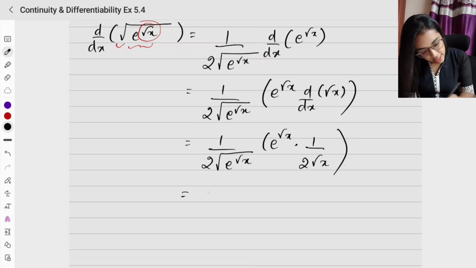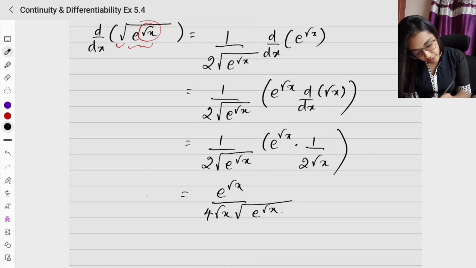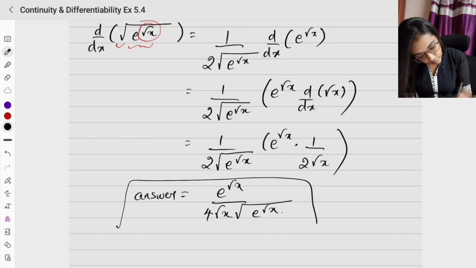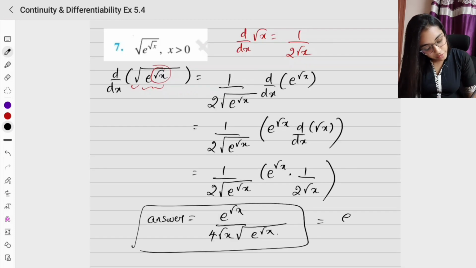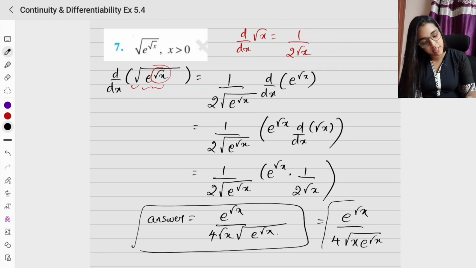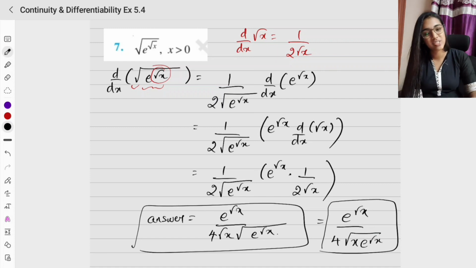So what is my final answer? It is going to be e to the root x divided by 2 into 2, 4 times root x times root of e to the root x. So this is my final answer. This you can also further write it as e to the root x divided by 4 root of x, உள்ள கொண்டு போயிடலாம். So e to the root x, x e to the root x. So you can also write it like this. It is just a simplified version.